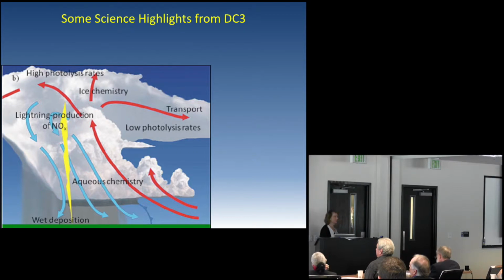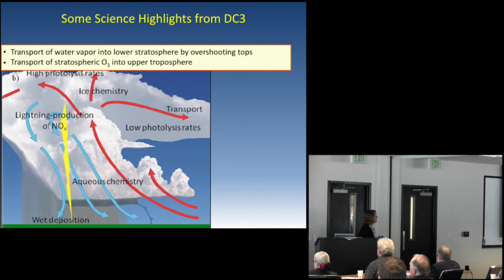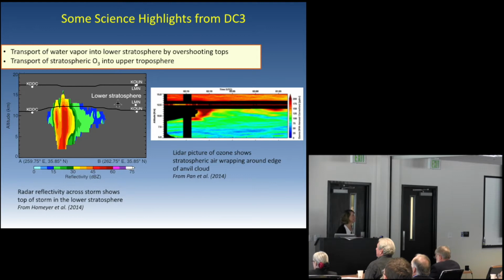So next, I'm going to shift to talk about some of our science highlights from this field program. First one I want to talk about is at the top of the storm. At this fine scale of these thunderstorms, there's a lot of interaction going on between the troposphere and the stratosphere. And one way is moving things from the troposphere into the stratosphere.